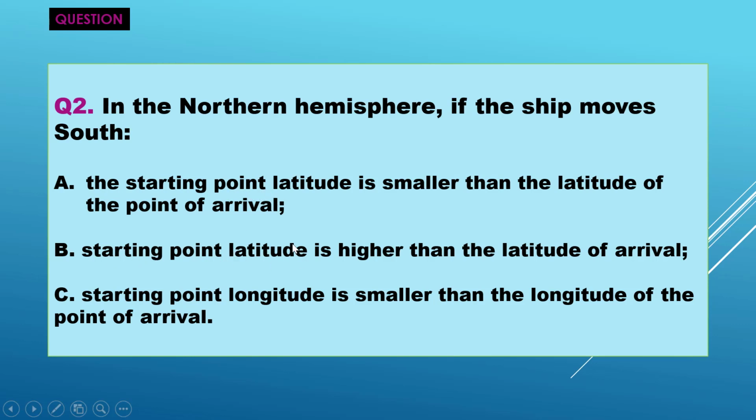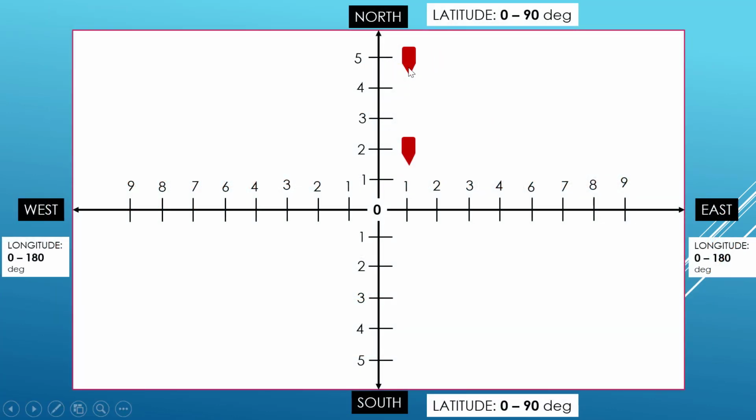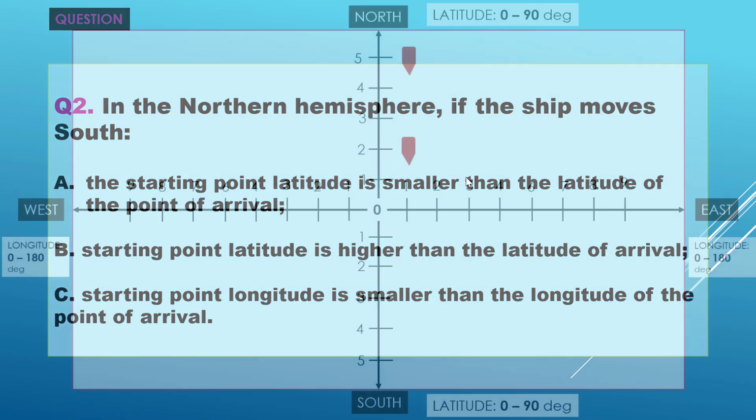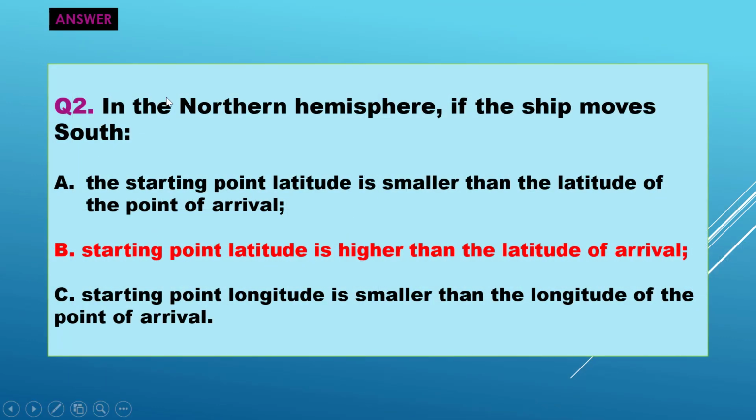B, starting point latitude is higher than the latitude of arrival. Starting point latitude, which is 5 degrees, is higher than the latitude of arrival point, which is correct. So we now know that the correct answer to this question is B. Very simple. In the northern hemisphere, if the ship moves south, starting point latitude is higher than the latitude of arrival point.